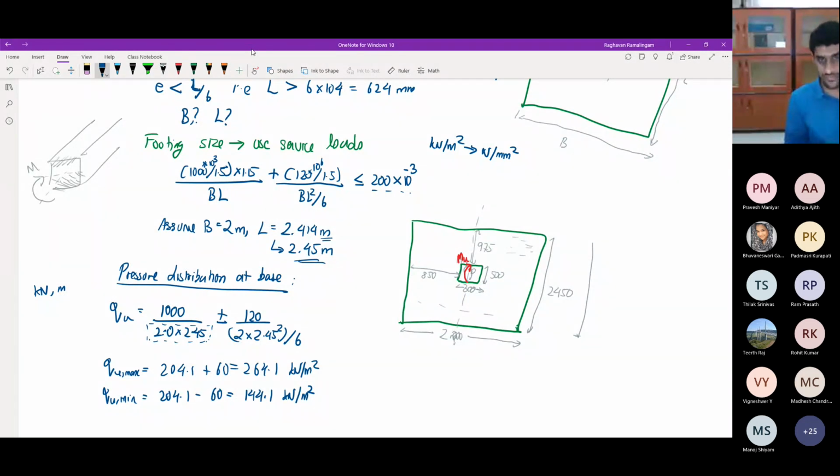Here there is a point of confusion which you will get. The confusion that you may have now is, you look at 264 and you look at 200, which is the SBC.